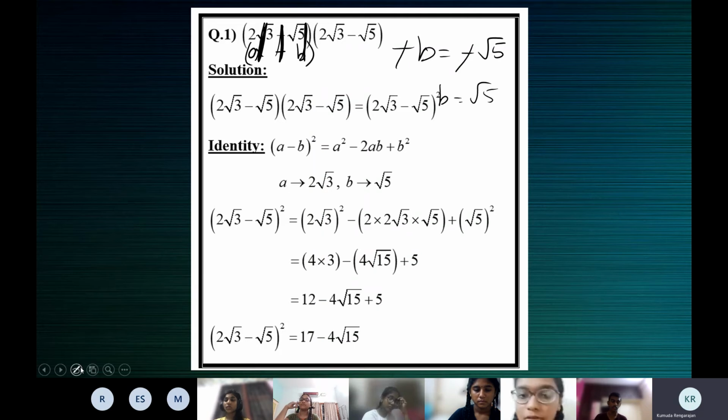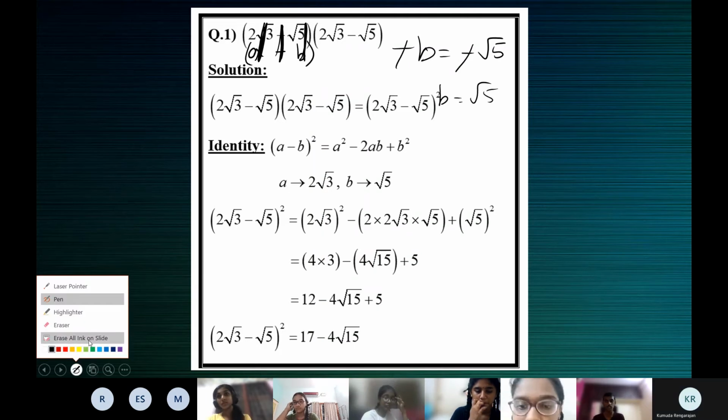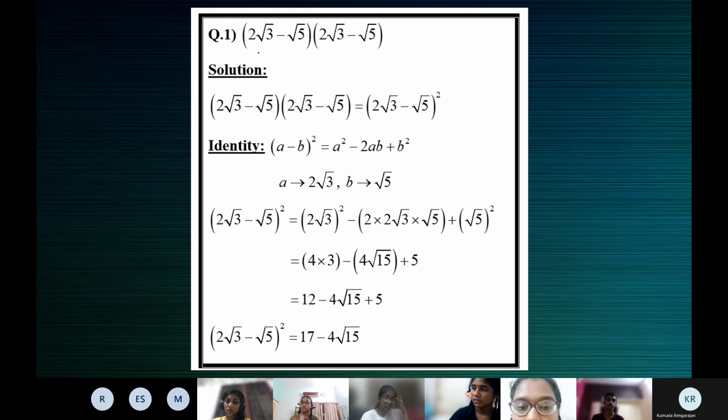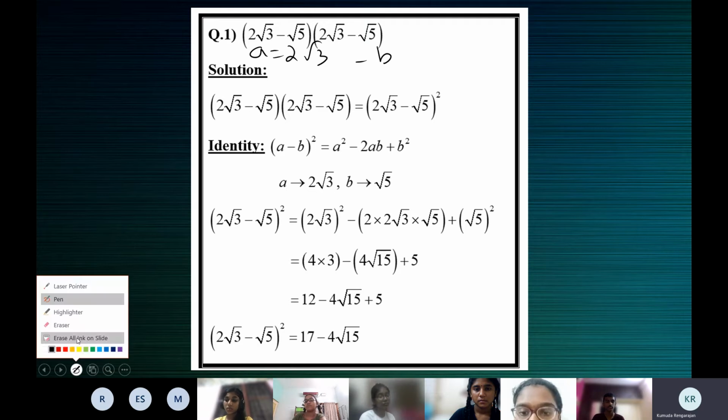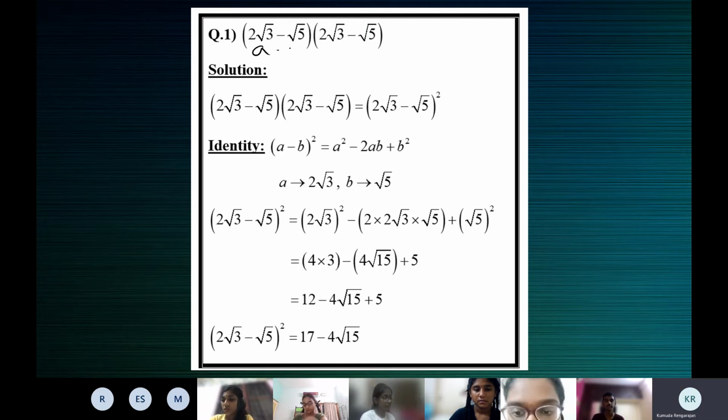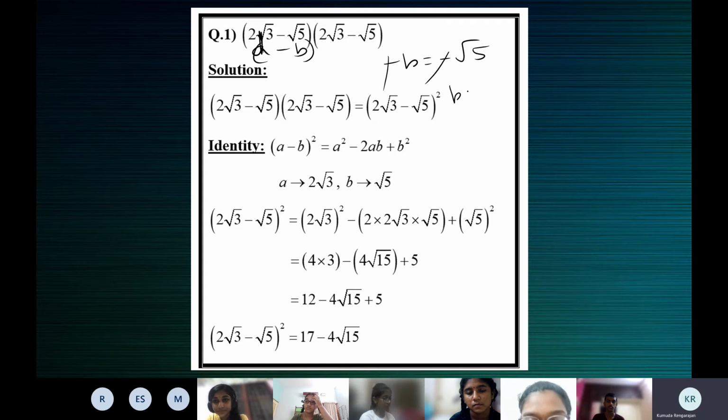All right. So a is equal to 2 root 3. If at all you're getting confused, it's like a minus b. A is equal to 2 root 3, minus b is equal to minus root 5. So minus gets cancelled, b is equal to root 5. B is only root 5.